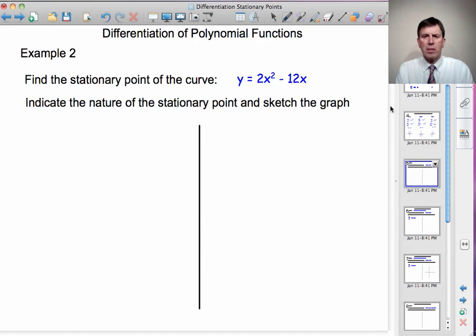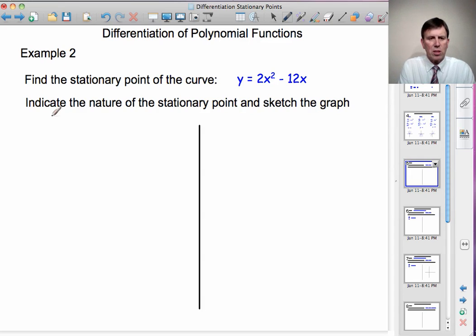We'll now use two examples to illustrate the techniques we've been discussing. The first will be very simple, just using a quadratic function. The second will be more involved, typical of an exam question, using a cubic function. So example 2. Find the stationary point of the curve y equals 2x squared minus 12x. Indicate the nature of the stationary point and sketch the graph.